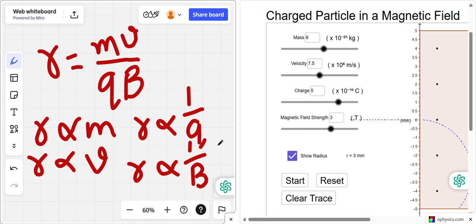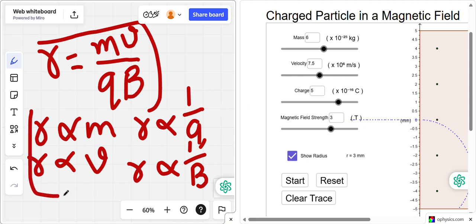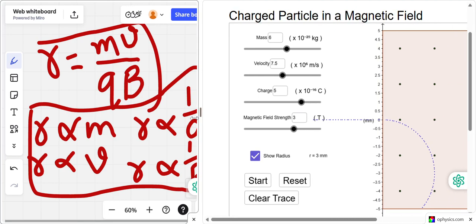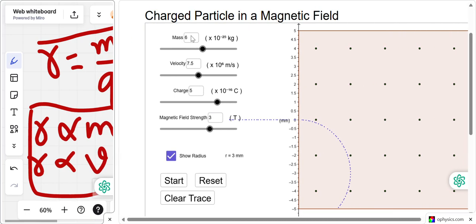So we will verify these expressions, these relations, from this simulation. So let's see. Now, to see that the radius is directly proportional to mass, let's keep other things constant, velocity, charge, and magnetic field, and let's change the mass.